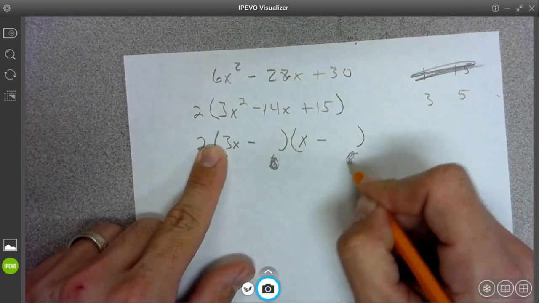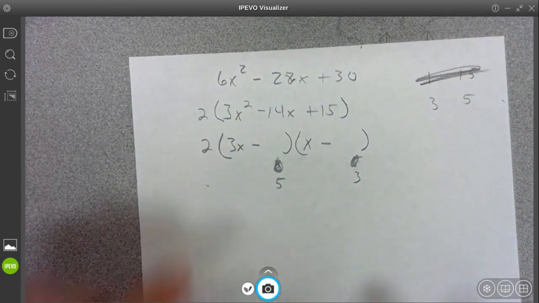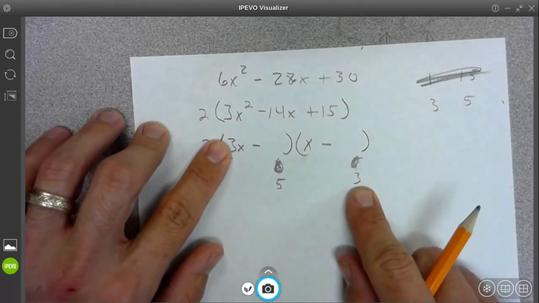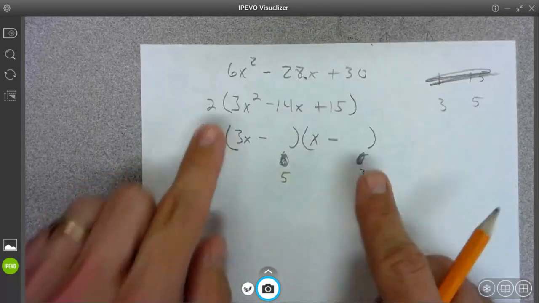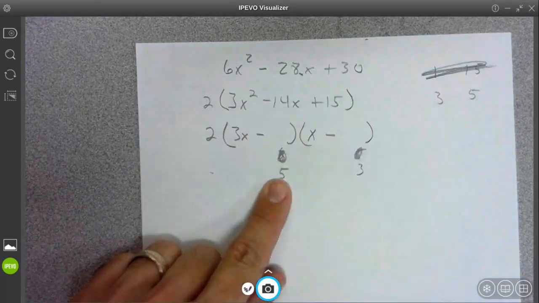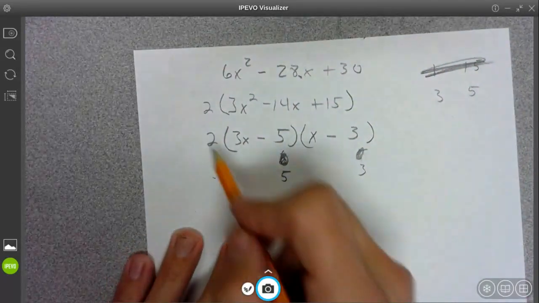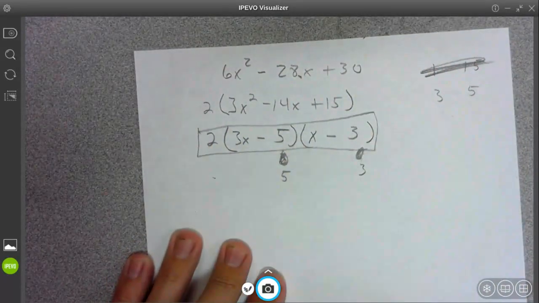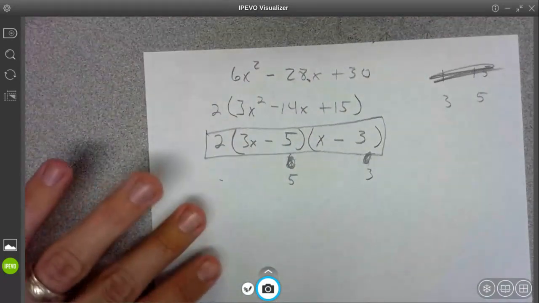Let's try it the other way. Let's try 3 and 5. Well, 3 and 3 make 9, and this is 5. Well, 9 and 5 makes 14. So we'll have a 3, and we'll have a 5, and we'll have our answer. Yes, love it.